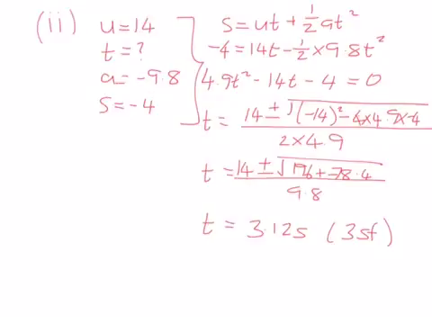Using this method, there will be 1 mark for choosing the equation. There will then be 1 mark for substituting in the values to get a quadratic, another mark for successfully solving the quadratic, and then the mark for your final answer of t equals 3.12 seconds.